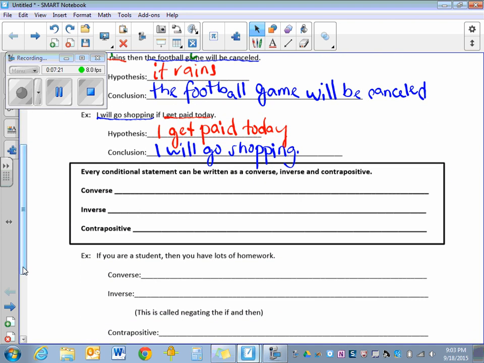Okay, so we have, again, conditional statements, the if-then statement. And we have branched off from there. Every conditional statement can be written as a converse, inverse, and a contrapositive. And these are really, again, just a manipulation of our original conditional statement.